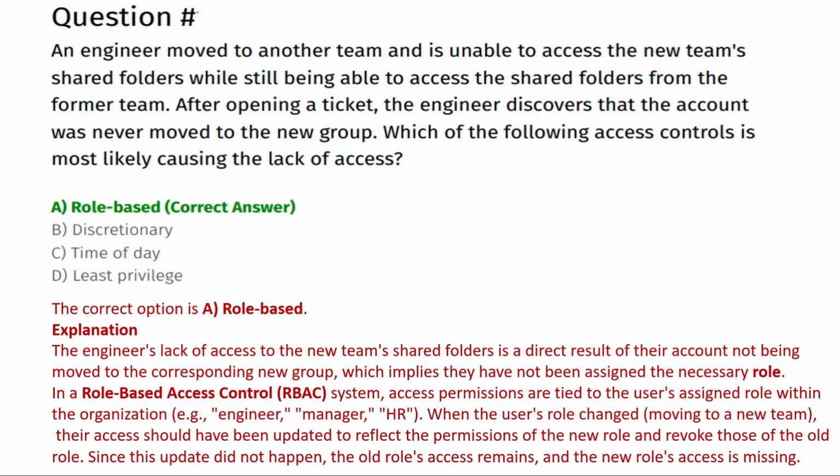So let's check the explanation. The engineer's lack of access to the new team's shared folder is a direct result of the account not being moved to the corresponding new group, which implies they have not been assigned the necessary role. In a role-based access control (RBAC) system, access permissions are tied to a user's assigned role within the organization, for example engineer, manager, and HR. When the user's role changes, such as moving to a new team, their access should be updated to reflect the permissions of the new role and revoke those of the old role. Since this update did not happen, the old role's access remains and the new role's access is missing. So that's why the correct answer for this question is role-based access control.